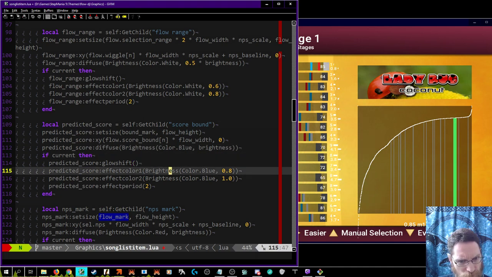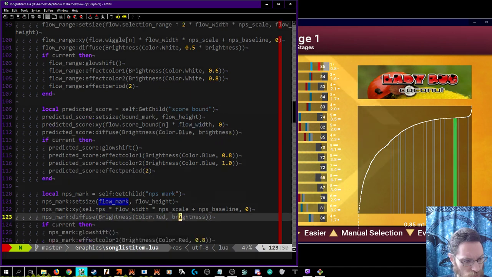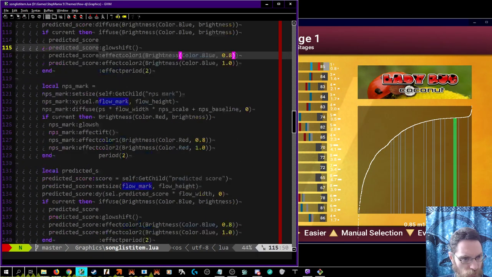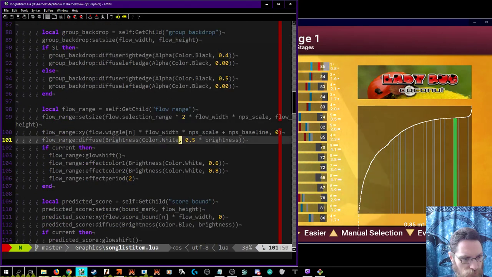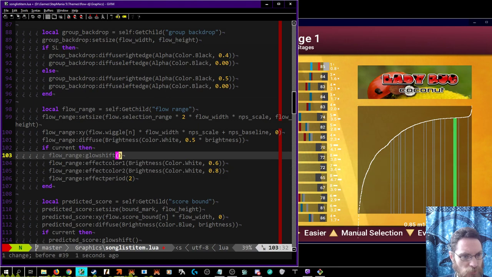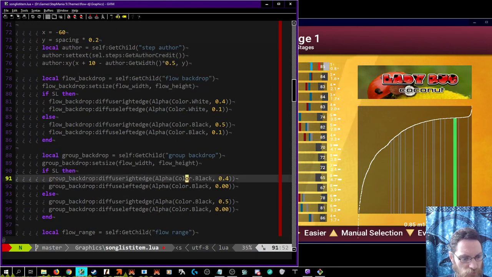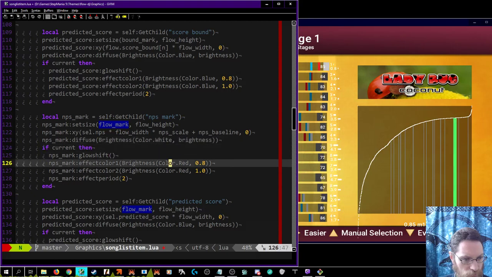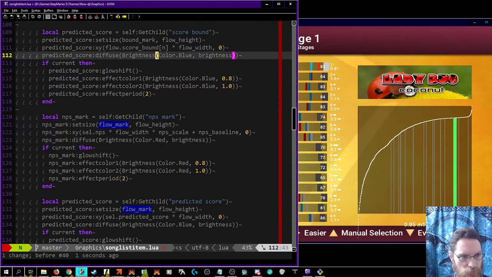And I'm going to have to use different colors. This is predicted score, so actually we don't want that. If anything, I want an actual score, which is just white for now. It's flow range, that was fine. No, that's not PS mark. Score bound.